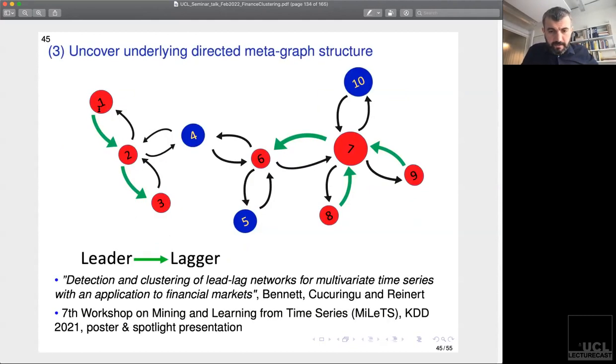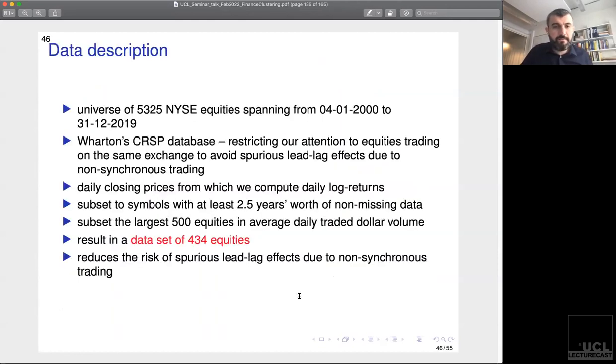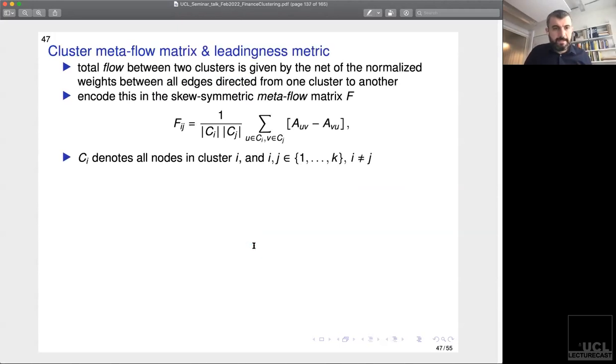So together with Jocelyn Reinhardt and Stefanos Bennett, a student here in our department, we revisited this problem in this context, and we used a slightly different data set. We started with NYSE equities from 2000 to 2019, and following some post-processing steps, we were left with about 434 equities. And basically what we did, we built our network using a number of metrics, correlation-based or signature-based. Then we build this meta-flow matrix, because after you find clusters, you can compute the cluster-to-cluster flow matrix.